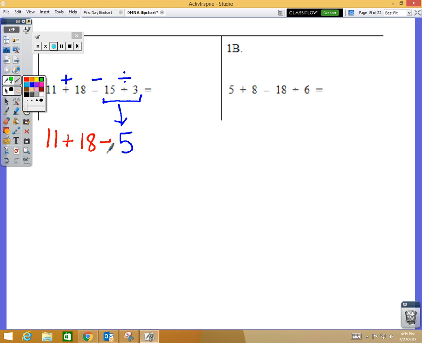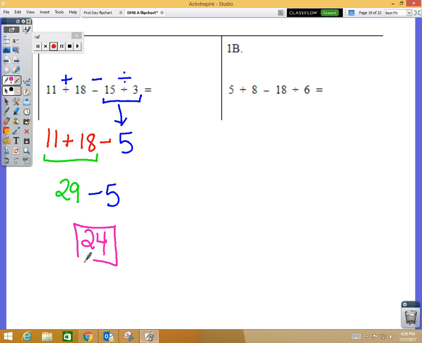Moving on to my next step, I have addition or subtraction. So addition and subtraction is worked from left to right. So the first thing that I'm going to do is 11 plus 18, and that is going to give me 29. And then I'm going to bring down this minus 5, and that'll be my last step. So my final answer, 29 minus 5, is 24. And it always is a good idea to box in your final answer, but as you can see, it's very clear what my steps are to solve this problem.